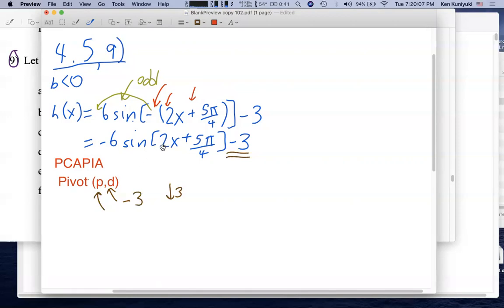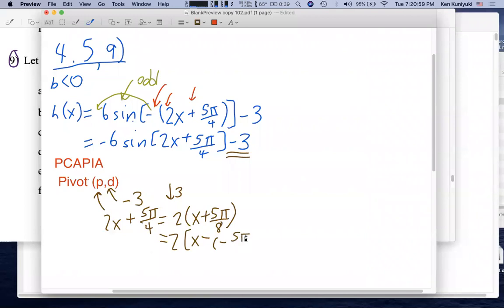One way is to factor the argument. So you have 2x plus 5 pi over 4. You factor out a 2. You get x. I'm going fast because this is probably the less popular method. When you factor, you divide. When you divide by 2, you're multiplying by 1/2. That's 5 pi over 8. But remember, that's basically 2 times the quantity x minus negative 5 pi over 8, which means that the phase shift is going to be negative 5 pi over 8.